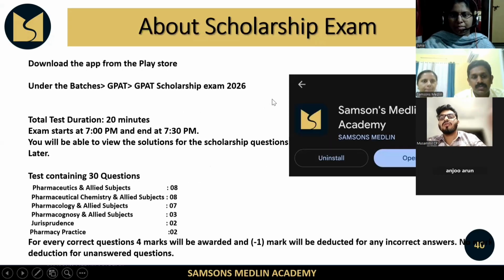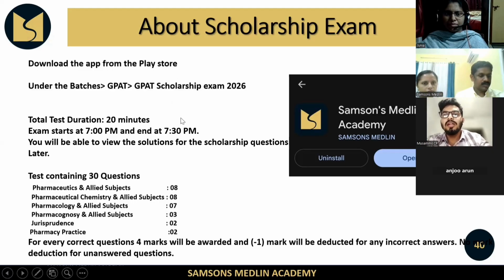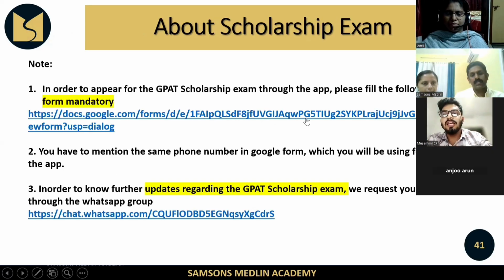Then this is about the scholarship exam. First, you have to download our app from Play Store or App Store. And before attending the test, you have to fill a Google form. We will share it in this chat or in the WhatsApp group. After downloading, the important thing is that while you are filling the Google form, you should fill in the same phone number as you have entered in our app.